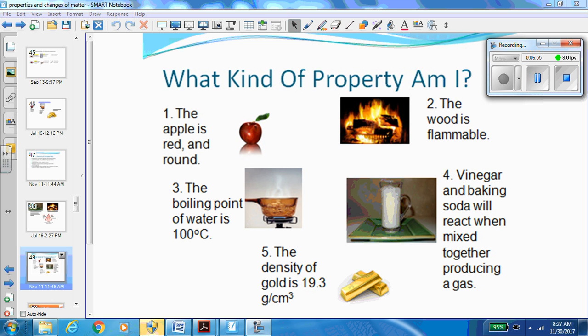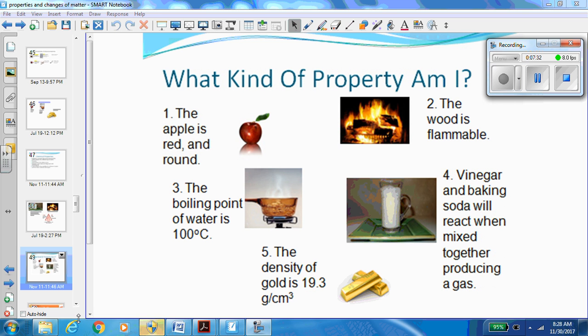Number three, the boiling point of water is 100 degrees Celsius. That would be a physical property. That is something that I could measure. Number four, vinegar and baking soda will react when mixed together, producing a gas. That would be a chemical property. This is something that I can observe whenever matter changes. And then the density of gold is 19.3 grams per centimeter cubed. That would be a physical property. That is something that I could measure. Okay? So physical properties are properties that can be observed without changing matter's identity. Chemical properties can only be observed when matter changes into something else.